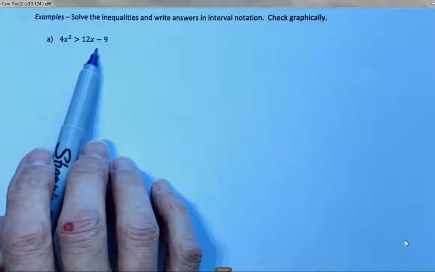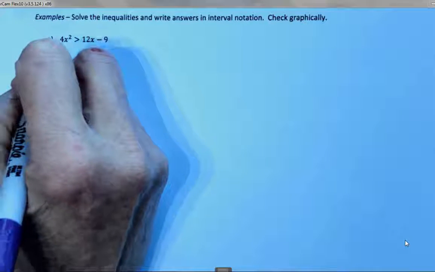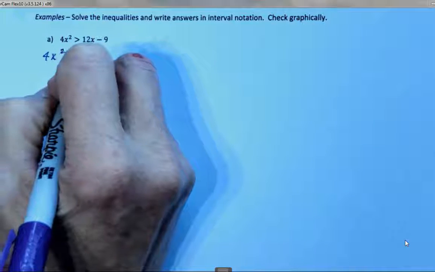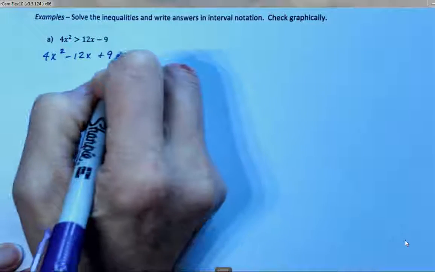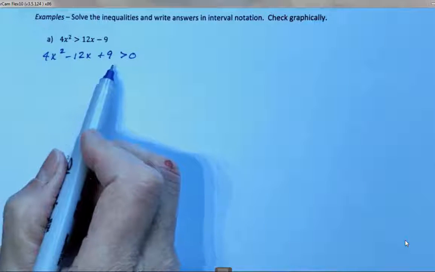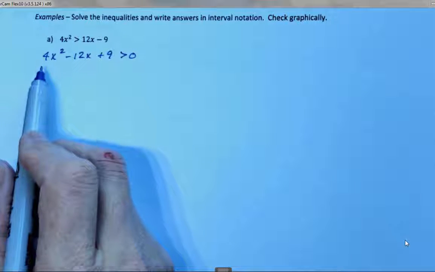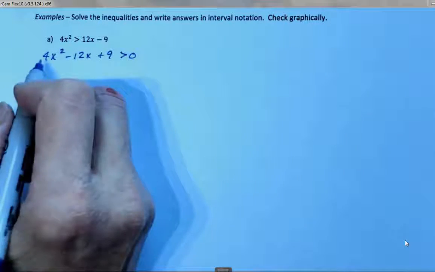So I'm going to move the 12x and the minus 9 over to the left, and we end up with 4x squared minus 12x plus 9 is greater than 0. So we want to know, where is this quadratic inequality greater than 0? To be able to solve it, we can either factor or use the quadratic formula. This one's easy enough to factor.